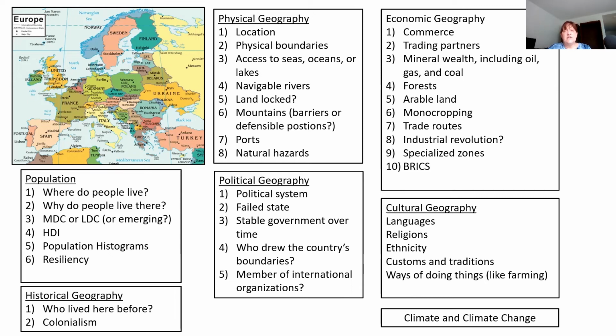All right, economic geography. Let's talk money. In economic geography, we look at commerce and the trading partners that you have. The European Union is one where you have a trading bloc. We're going to look at whether they have good amounts of mineral wealth, including oil and gas and coal.